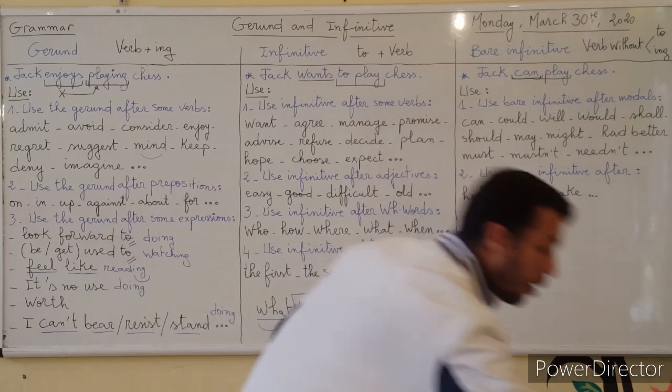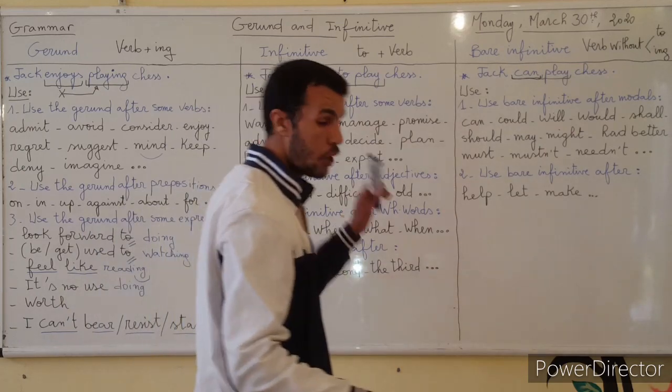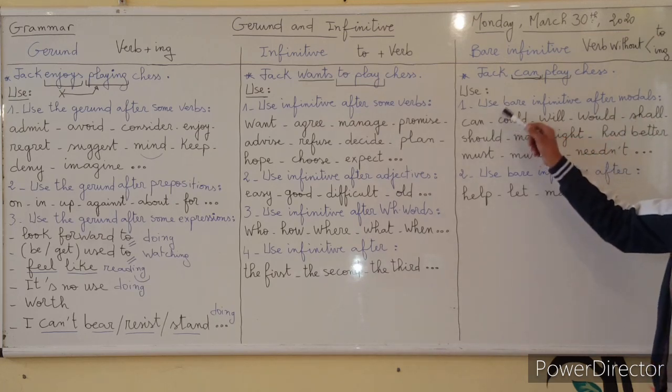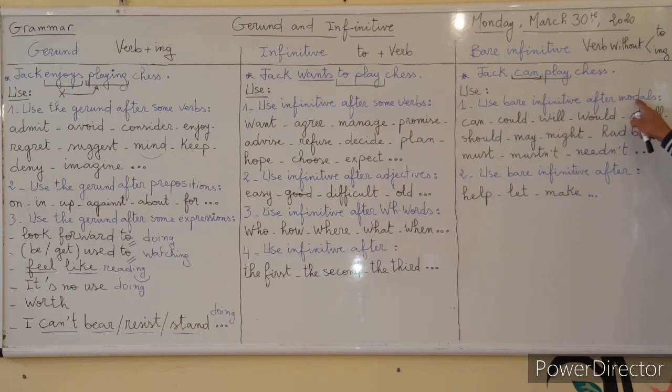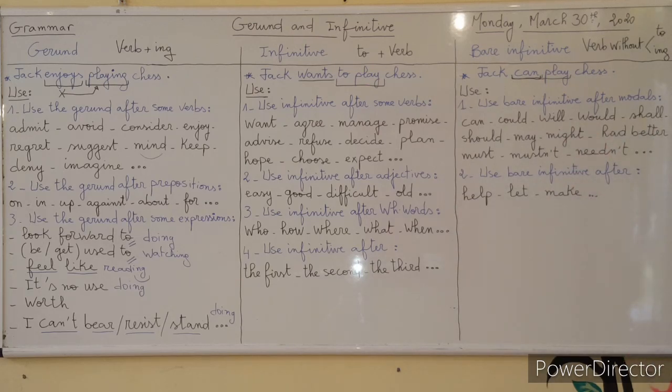Alright, I'm cleaning this now. Well, just an example. I move to the last part, which is bare infinitive. And here we are talking about verbs with no to, no ing. Use of this after modals. So here we have just an example, and we've already studied modals before, like can, could, will, would, shall, should, may, might. Pay attention to this. Had better, okay, needn't, mustn't, must, etc. So whenever we have a modal, the verb that comes after is always bare infinitive.